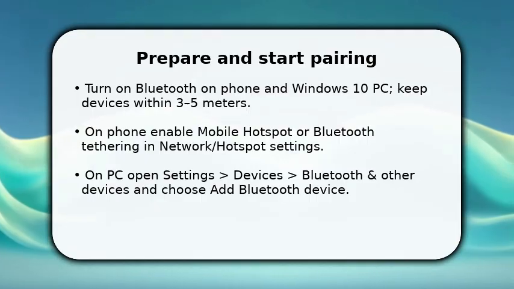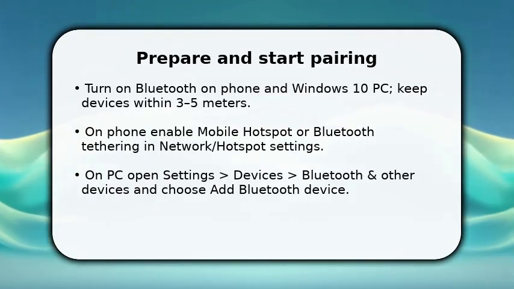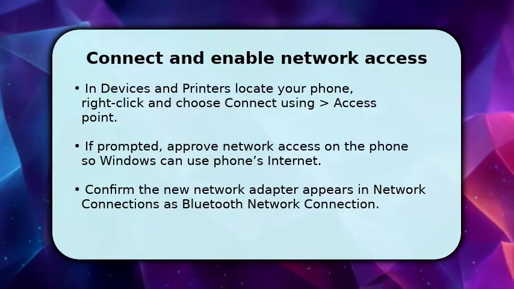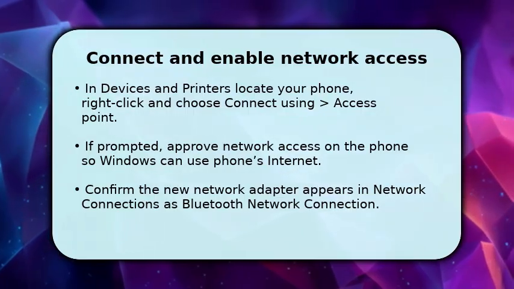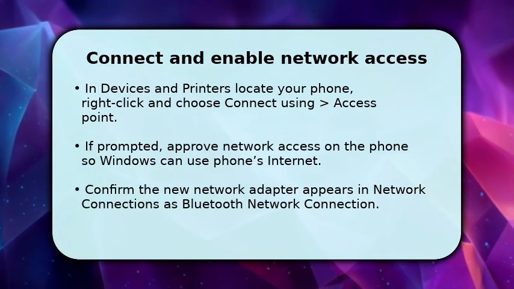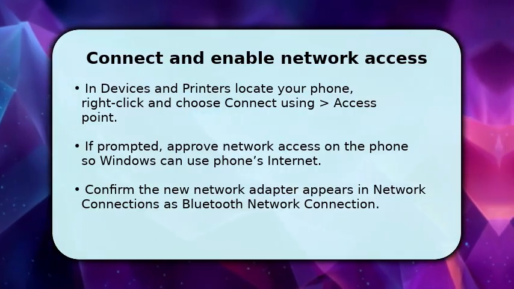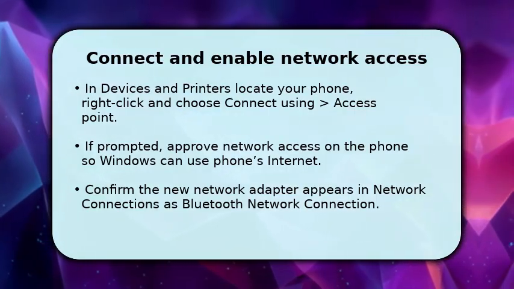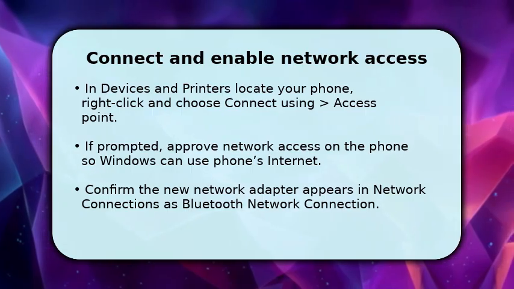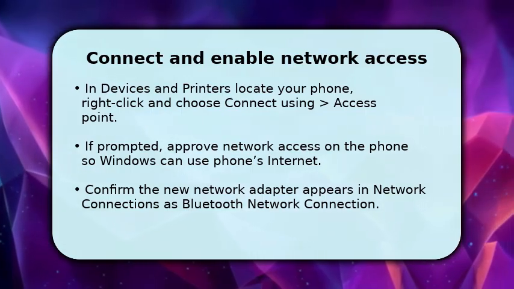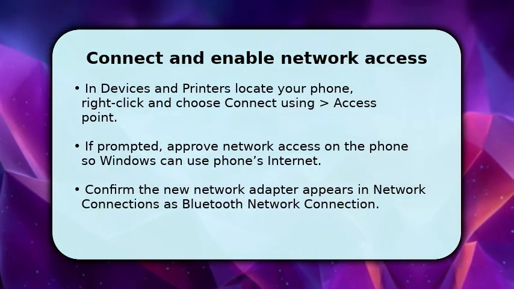Once paired, you must tell Windows to use the phone's internet. Open Control Panel or Devices and Printers, find your phone, right-click and choose Connect using the Access Point or Network Access Point. This starts a PAN, Personal Area Network session. On the phone, approve any connection requests so tethering is allowed.